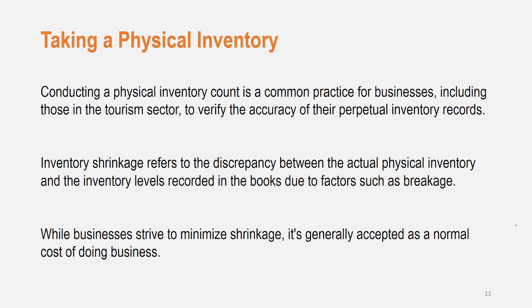While businesses strive to minimize shrinkage through better security, training, and accurate record keeping, it is generally accepted as a normal cost of doing business. So what are the best practices to prevent it? First is regular physical counts, that is scheduled periodic inventory counts to catch discrepancies early. Second is improved security, that is using security cameras and restricted access areas to prevent theft. And third is employee training, that is educating staff on proper handling and recording procedures.